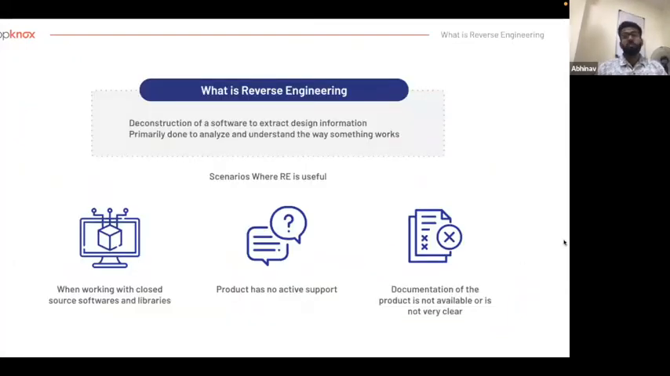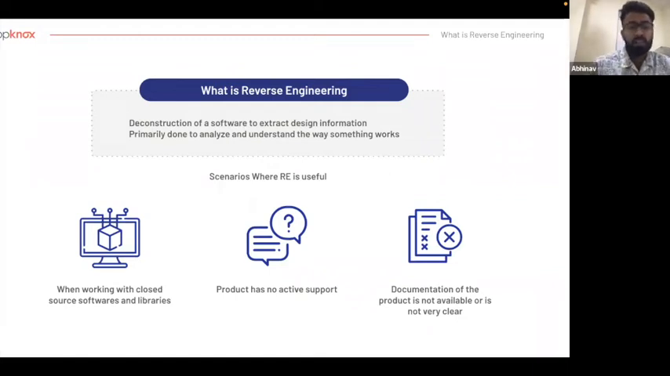So the first question that we have is, what is reverse engineering? Deconstruction of any software to extract design information is what is called reverse engineering. Your ability to extract any sort of useful information from a piece of software that would have otherwise not been available to you. That process is called reverse engineering, primarily done to analyze and understand how something works in the broader sense.